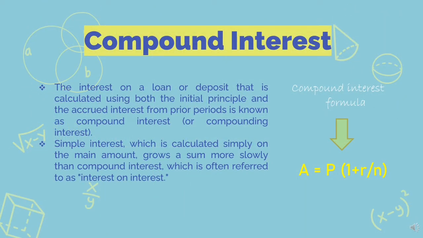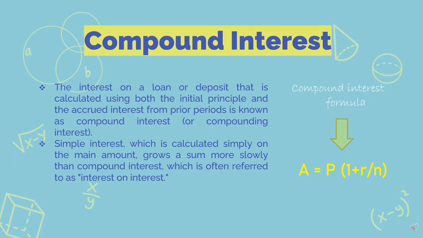The second type of interest is compound interest. So what is meant by compound interest? Compound interest is the interest on a loan or deposit that is calculated using both the initial principal and the accrued interest from prior periods. Simple interest, which is calculated simply on the main amount, grows a sum more slowly than compound interest, which is often referred to as interest on interest.